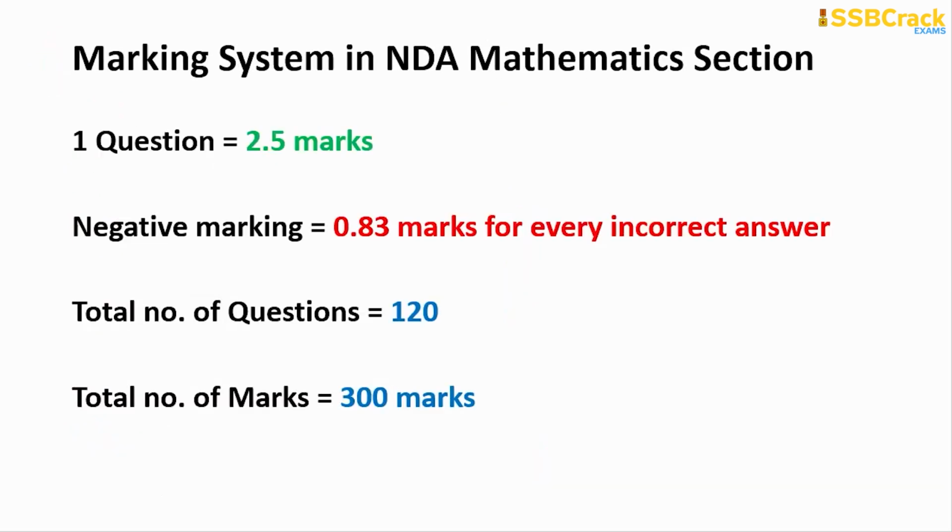Let's now recall the important marking system that will be followed in your NDA mathematics section. Each question in NDA mathematics carries 2.5 marks. But if you attempt any wrong answer, there is negative marking: approximately 0.83 marks for every incorrect answer. In the mathematics section, you will find 120 questions to attempt, which in all carry 300 marks. So you have to be careful about the negative marking.